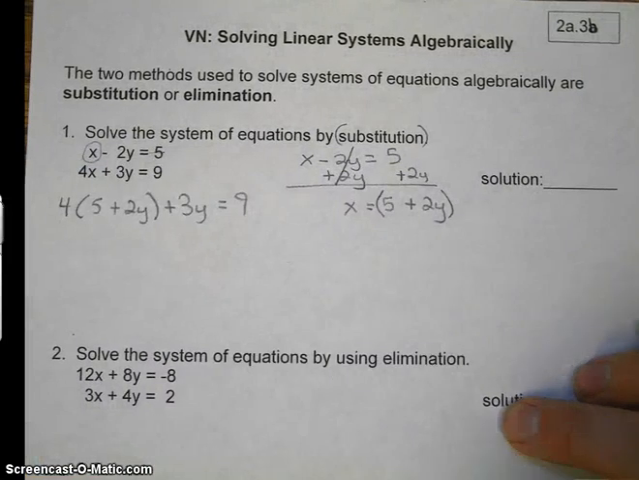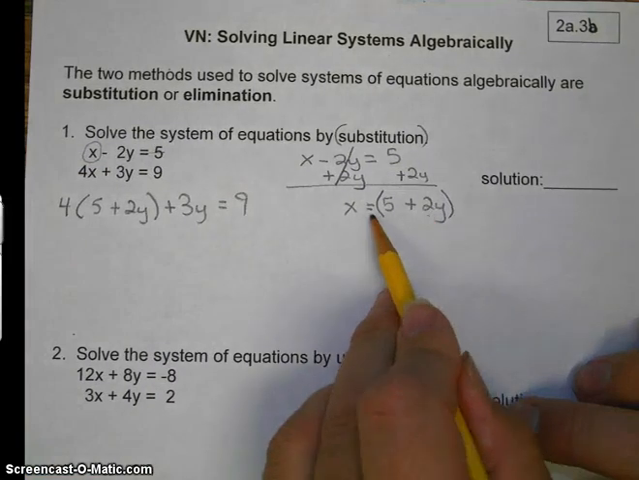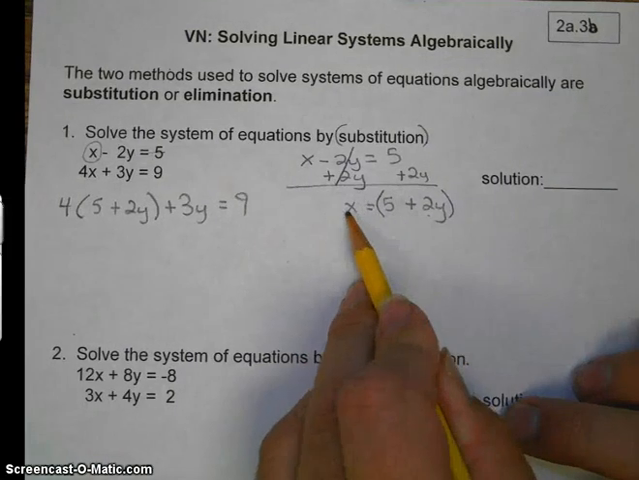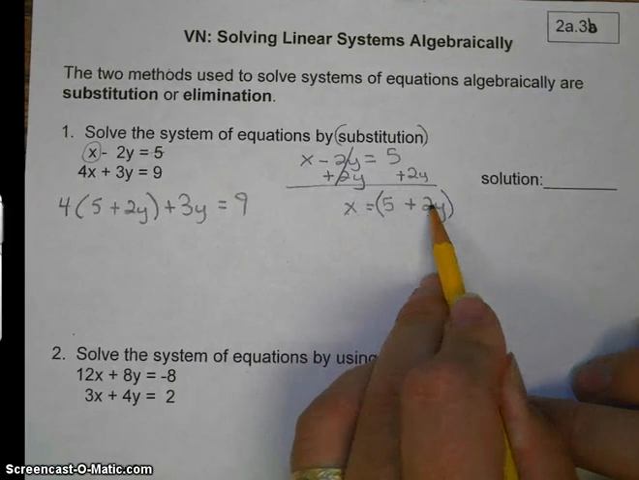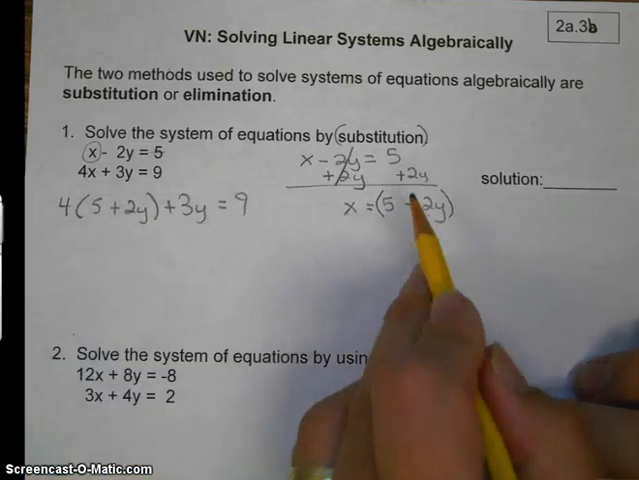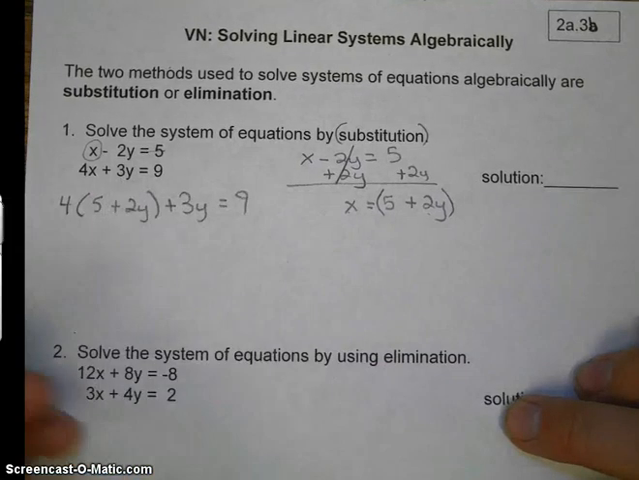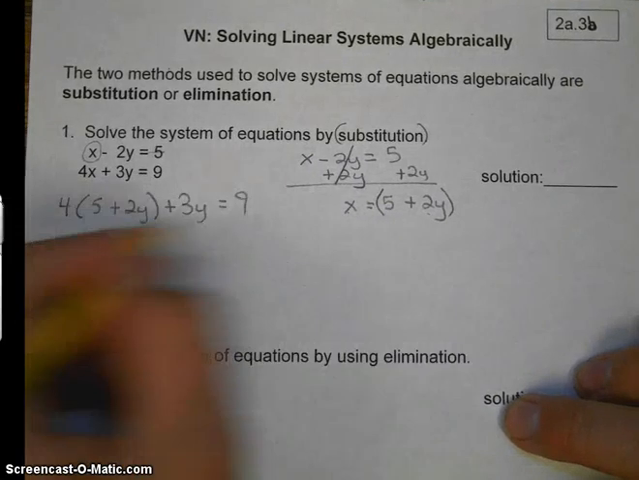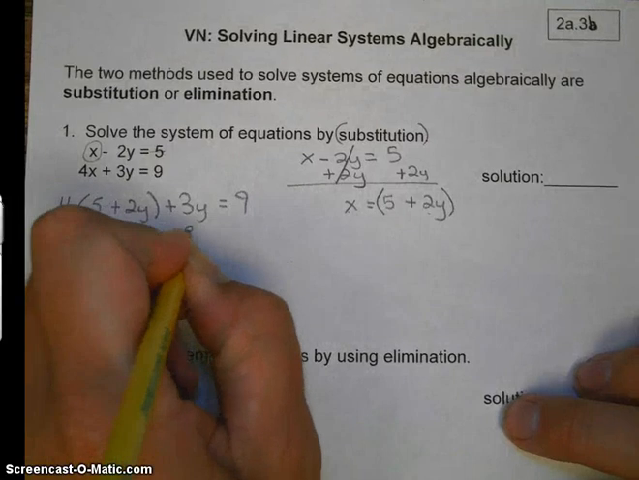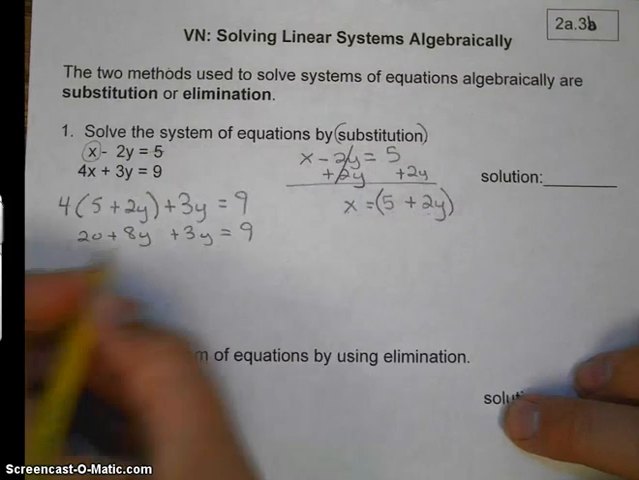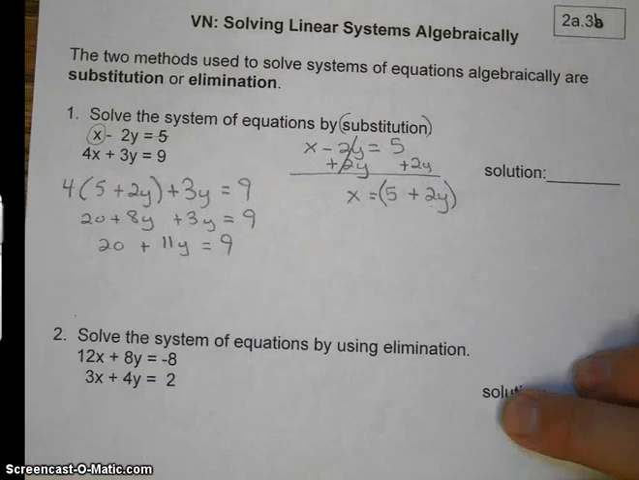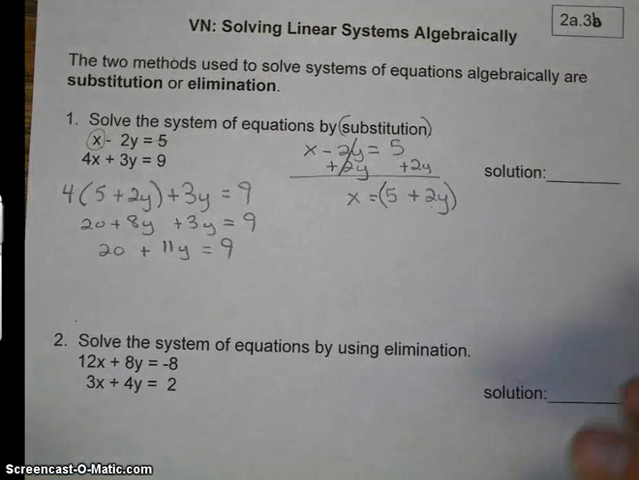Why did I do that? Because 5 plus 2y is the same as x. They're the same, so anytime I see an x, I can put 5 plus 2y there. I see an x here, so I put it in here. Always make sure you put it in the other equation. Then we will solve this: distribute the 4, combine the like terms, and in this case we're going to solve for y.